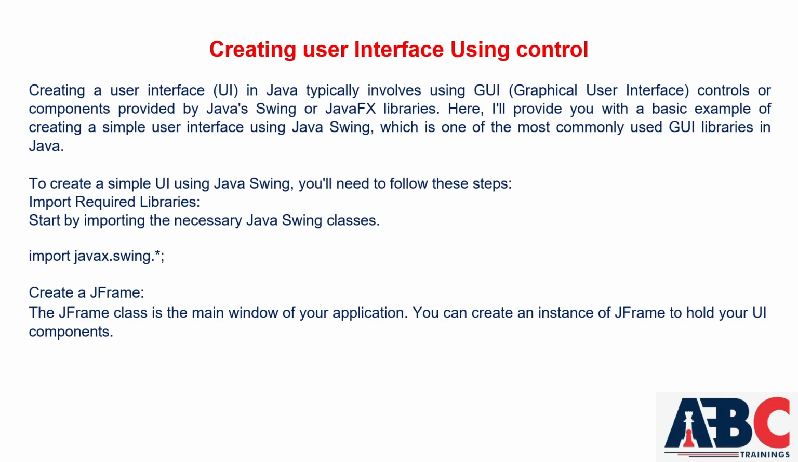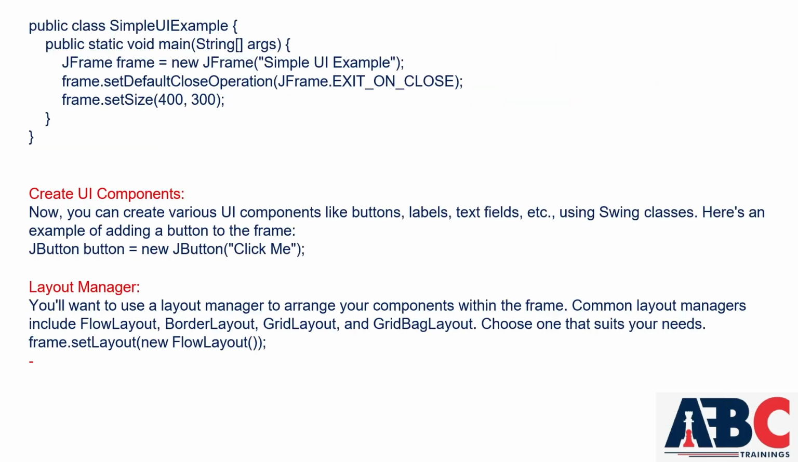Next is create a JFrame. The JFrame class is the main window of your application. You can create an instance of JFrame to hold your UI components. Next is a simple UI example. We add the main method and add some code: set default close operation and set the size. Then create a UI component.